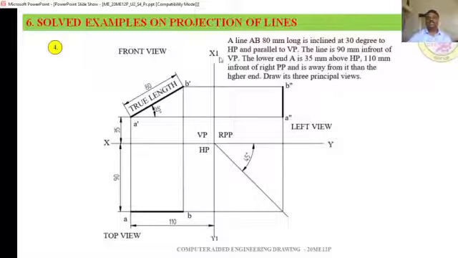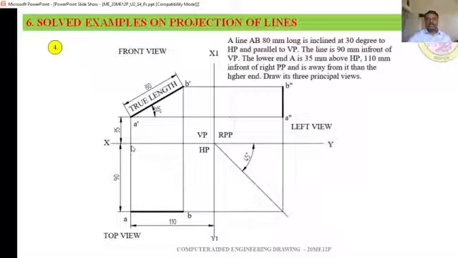So this is the case condition. You can see here, inclined to HP and parallel to VP. So parallel to VP means true length line will come in the front like this. See here, this is inclined to HP but it is parallel to VP. Okay, locate the end.